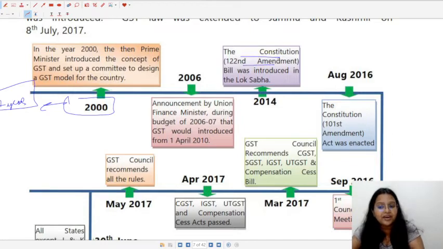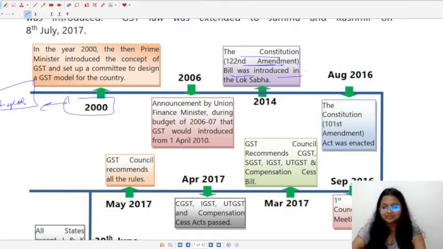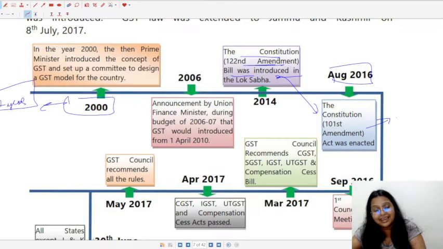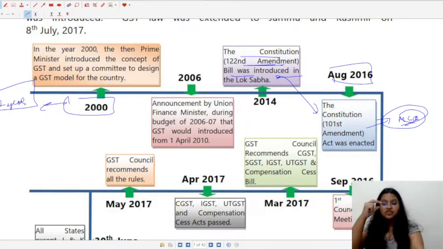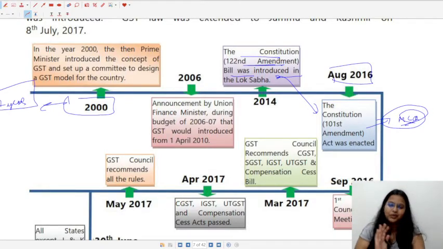Then in the year 2014, when the NDA, when the BJP came, the Constitution 122nd Amendment Bill was introduced in the Lok Sabha, and they said now we are going to pass this bill. We know that whenever a bill passes in the Lok Sabha, it becomes an act after the assent, the signature of the President of India. Then in the year 2016, this bill becomes the act, that is the Constitution 101st Amendment Act. Now you may get an MCQ on this part, which was the Amendment Act for the GST. So it was the Constitution 101st Amendment Act 2016.